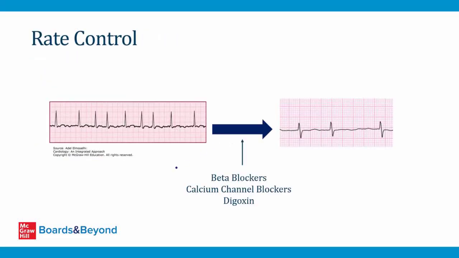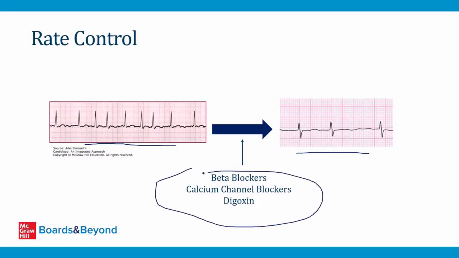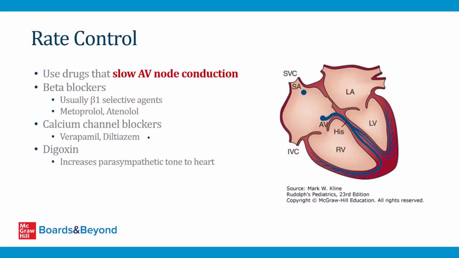So rate control means using drugs to convert from AFib like this on the left, which is very fast atrial fibrillation, to this on the right, which is much slower atrial fibrillation. And the drugs we use to do this are all shown here. They include beta blockers, calcium channel blockers, and digoxin. So the reason all of these drugs slow the heart rate is because they slow conduction through the AV node. And remember what I told you before, that AV node refractory period is what determines the heart rate. So if you slow conduction through the AV node, you will slow the ventricular rate of the heart.